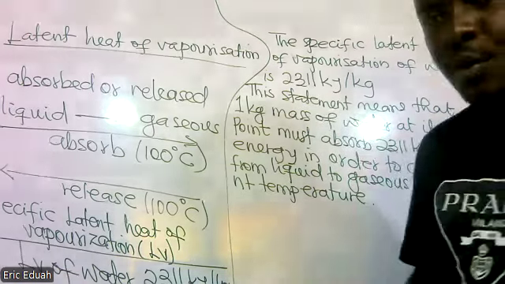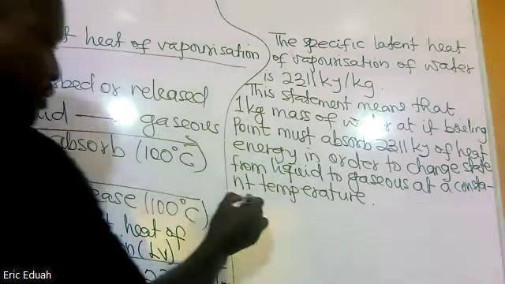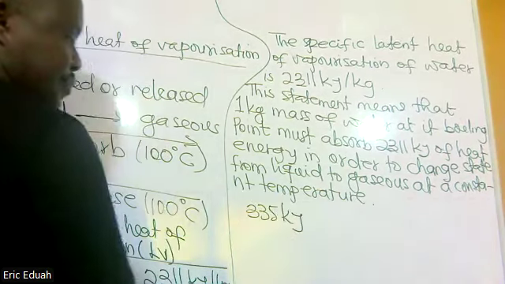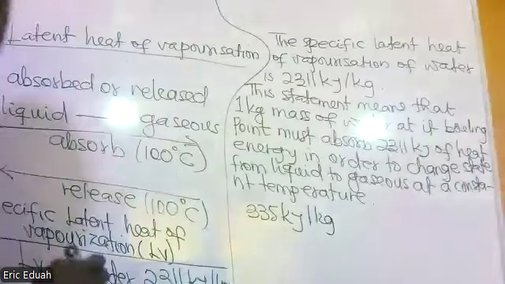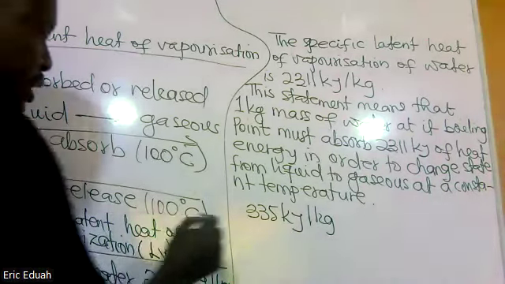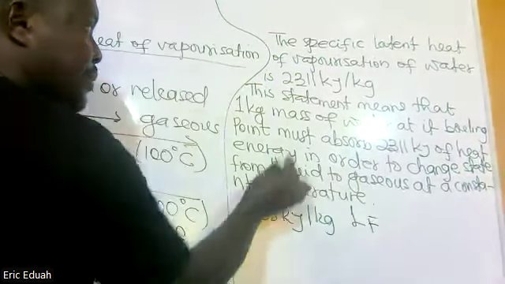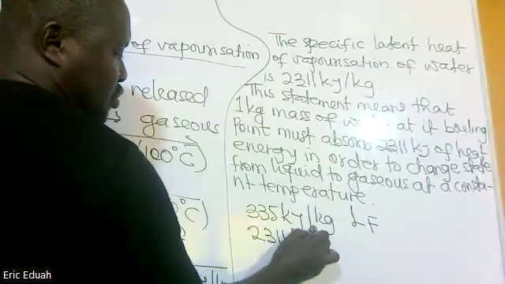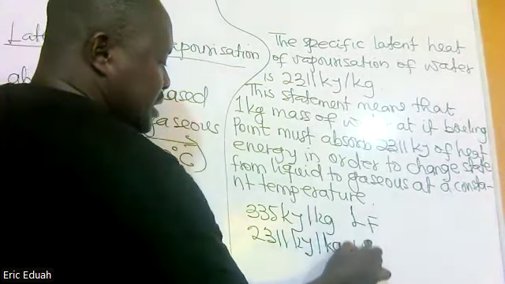Now the latent heat of fusion of water, we saw that is 335 kilojoules per kilogram. Fusion, that is from solid to liquid. Then vaporization, 2,311 kilojoules per kilogram. This is Lv.